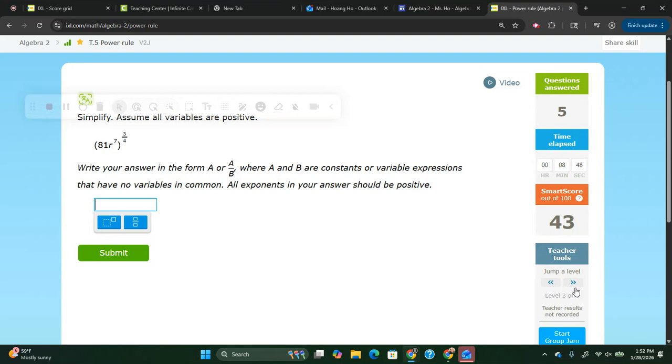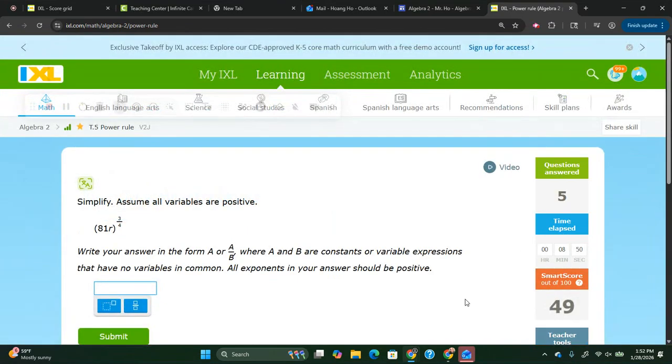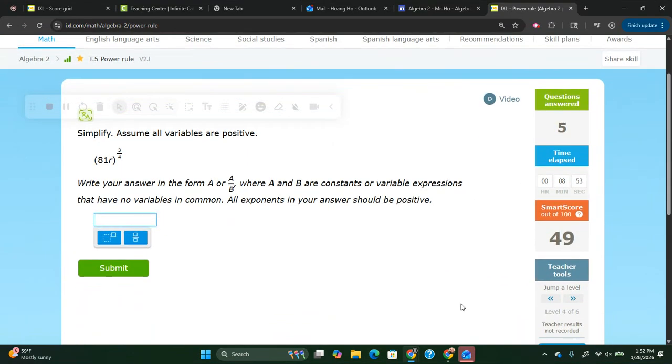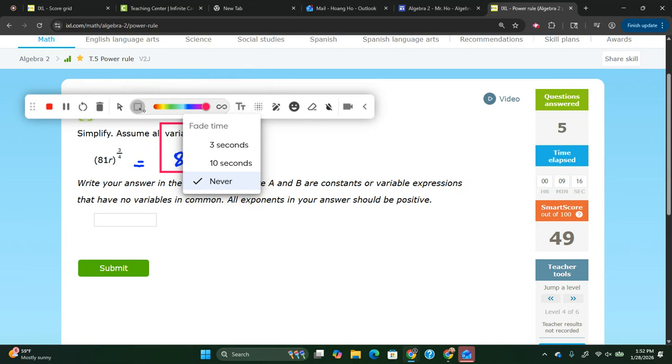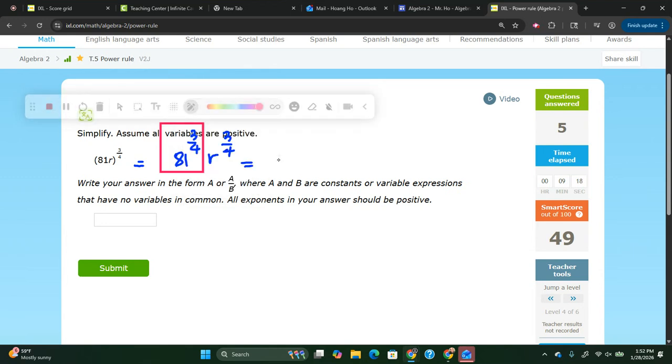Okay, let's go to the next level. Here we go. So we have 81r and power 3 over 4. So 81 power 3 over 4, and then r power 3 over 4. Okay. So again, the number part, you can punch in your calculator, or we can do it without calculator. So here we are. 81 is 3 power to the 4.